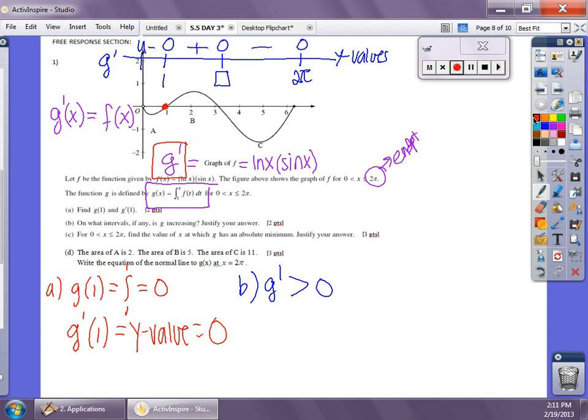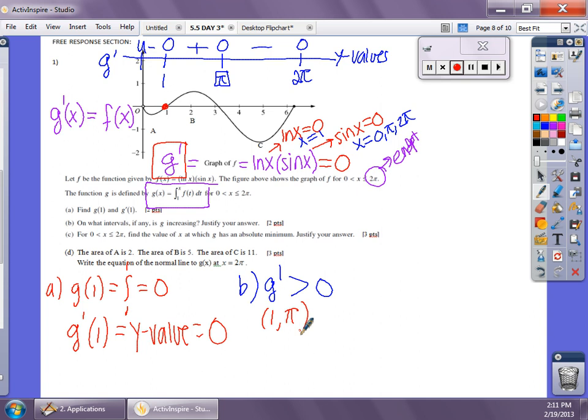So I don't know the value, but that means there must be more information. Well, here's the information. Here's what g prime is equal to. Set it equal to 0. ln of x is equal to 0. Sine of x is equal to 0. ln of x is 0 when x is equal to 1. Sine of x is equal to 0 when x is equal to 0, pi, 2 pi, and so on. So this must be pi. So g prime is greater than 0 when I go from 1 to pi.